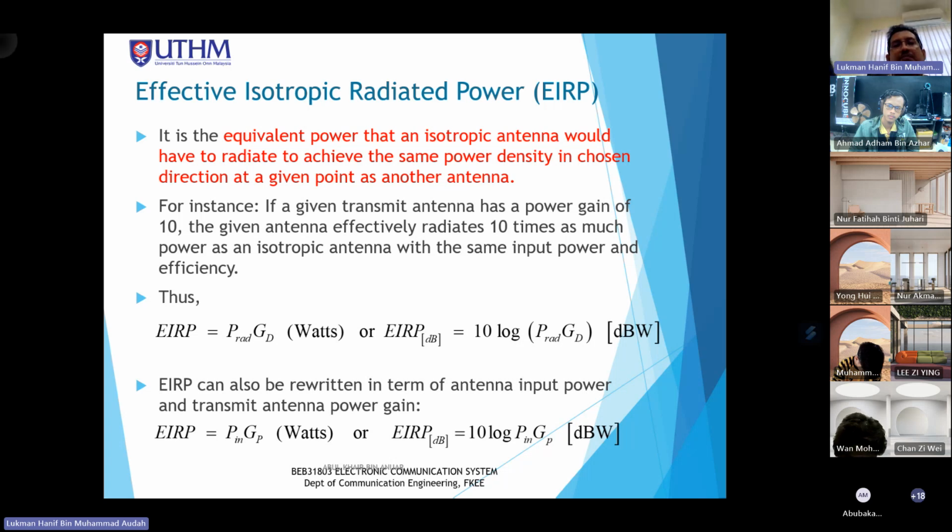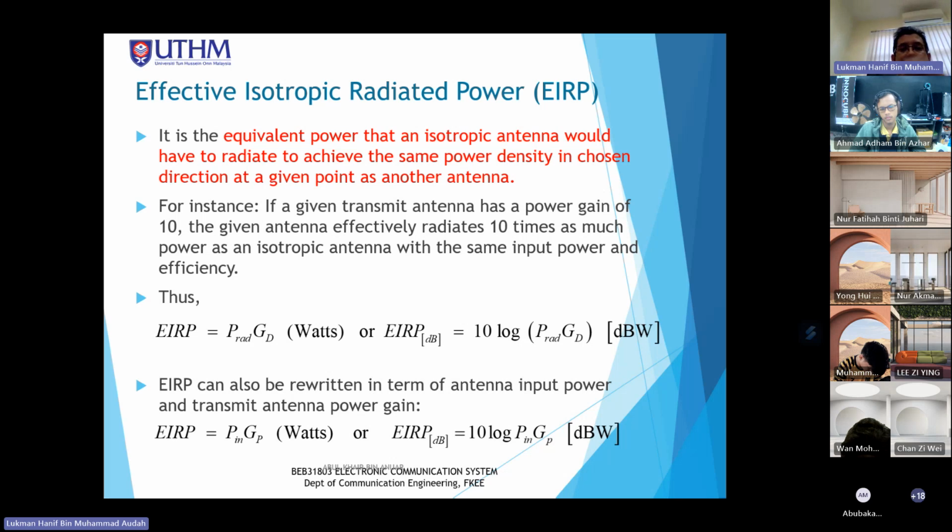EIRP is power multiplied with the gain. It is the equivalent power that an isotropic antenna would have to radiate in order to achieve the same power density in a chosen direction at a given point as another antenna. So if you have two antennas, an isotropic antenna and a real antenna, this is equivalent to the power needed by the isotropic antenna to achieve the same power density as the real antenna at a specific distance.